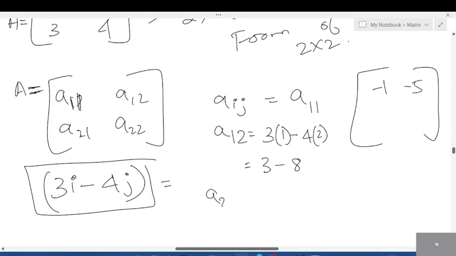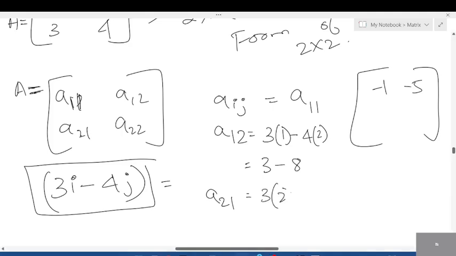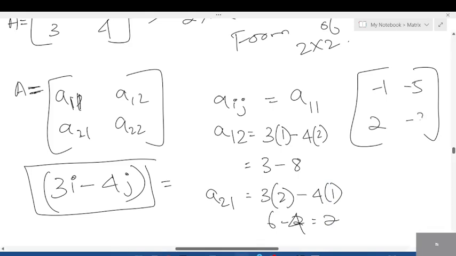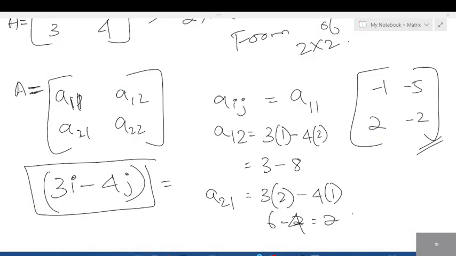Then what do you take? A21. What is A21? 3 into 2 minus 4 into 1. So 6 minus 4 is 2. Is it clear? So next one you'll get minus 2, students. This is how you find the answer. So we got the matrix and the elements are this. That's it. This is the first exercise.